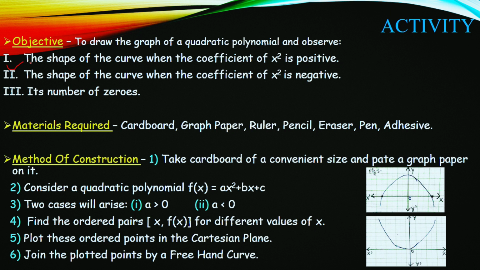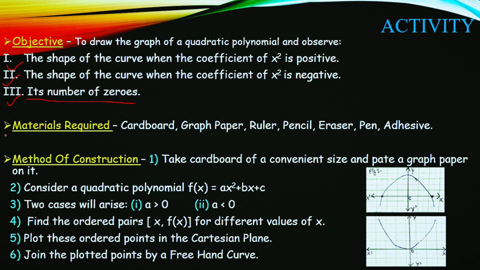The first thing is the shape of the curve when the coefficient of x square is positive on the graph paper. The second thing is the shape of the curve when the coefficient of x square is negative. And the third thing that we have to observe is its number of zeros, which means how many zeros are there in a quadratic polynomial. We will read this further.